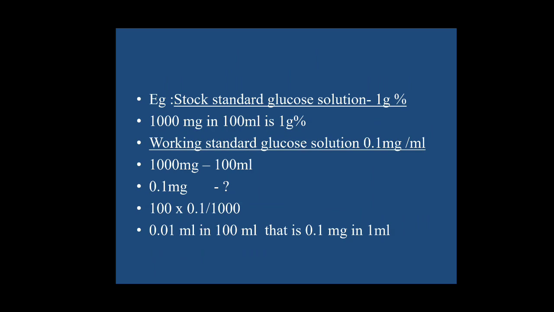So for working we want 0.1 mg in 1 ml. This concentration we want. So how do we do it? 100 mg is there in 100 ml. So 0.1 mg should be in how many ml? Cross multiply: 100 into 0.1 divided by 1000. So we get 0.01 ml in 100 ml. That is 0.1 mg in 1 ml concentration we are getting now.